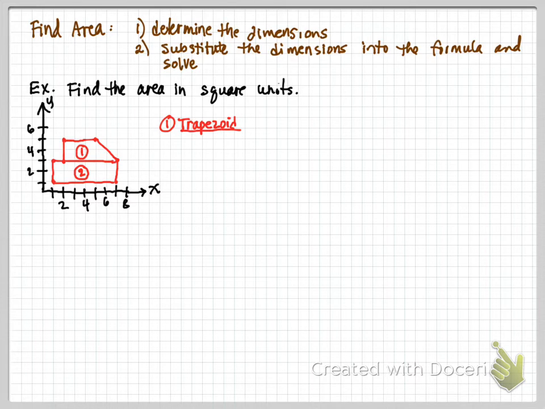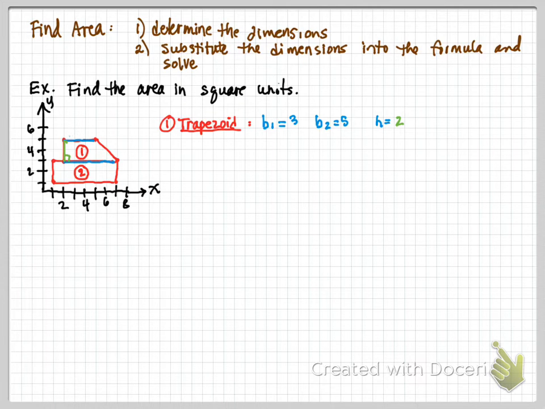Okay, so a trapezoid has 3 dimensions we need to know. First, we need to know the bases, 1 and 2, and then the height. Okay, so base 1 would be from here to here. So I count 1, 2, 3. Base 2 is going to be from here to here, and I count 1, 2, 3, 4, 5. Height is going to be here, perpendicular to the bases, okay, and that count is 2.